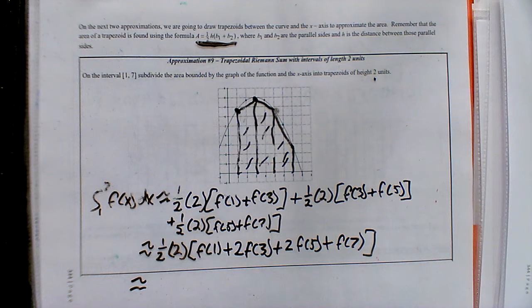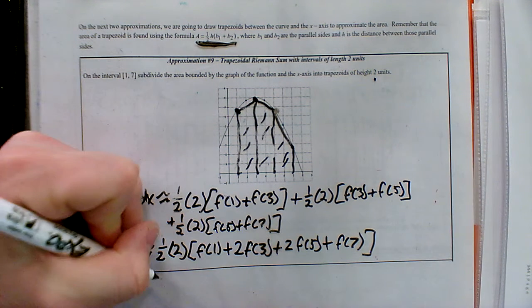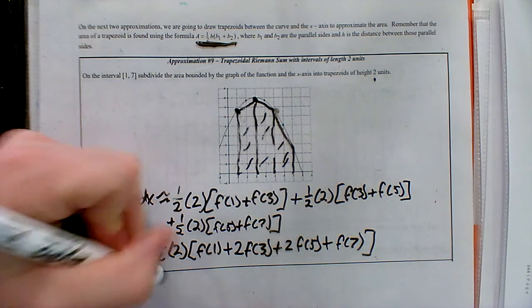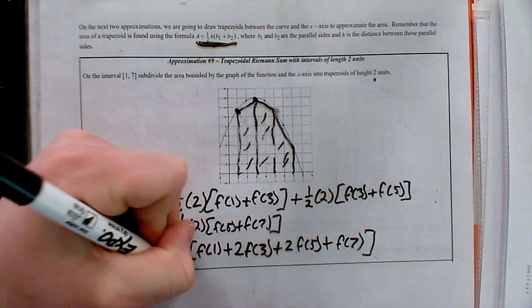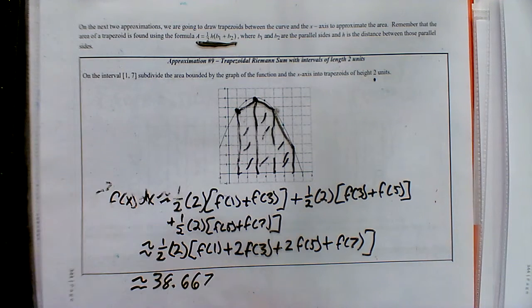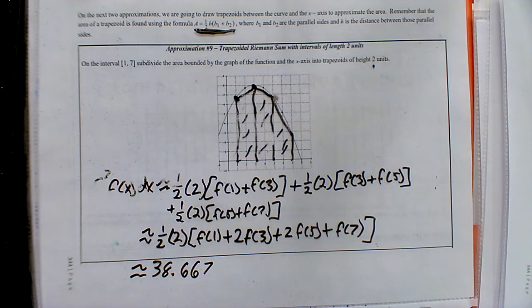Anybody find the value out there? Go ahead, Steve. 38.68. Yep. I have 38, you said? Yeah, 38 point, and it could have been just slight rounding. I'm going to put 38.667, again, very close within a couple decimal places.